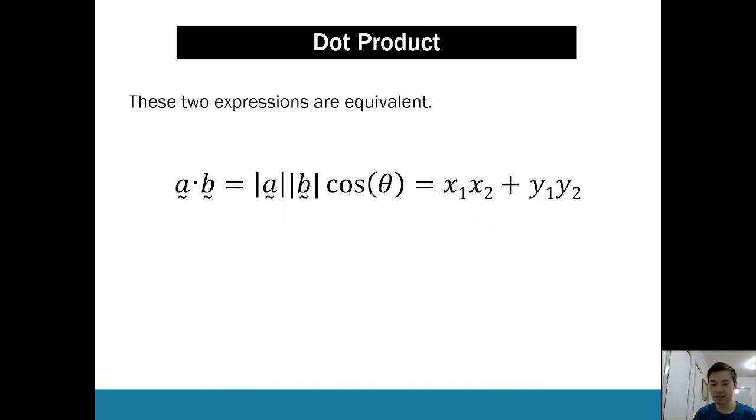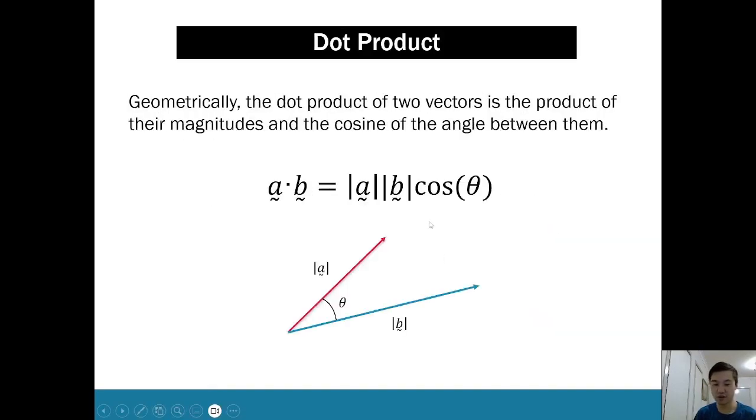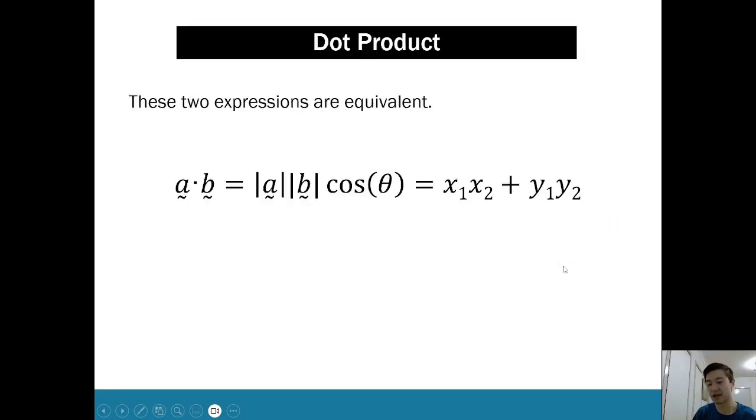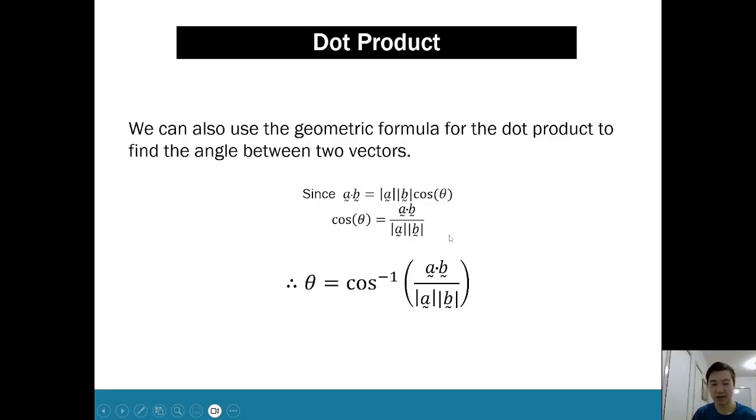And using this geometric formula for the dot product, we can actually rearrange it so that we can say cos theta is equal to the dot product of A and B divided by the magnitude of A multiplied with the magnitude of B. So that if you're asked to find what the angle is between two vectors, you can just use this to help you find the angle between the two vectors, just by rearranging that dot product formula.